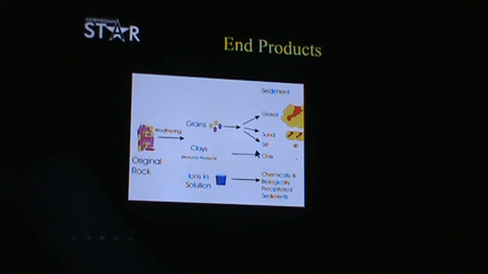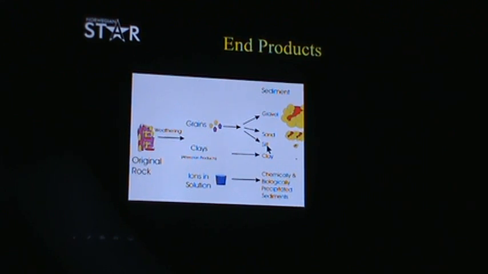So let's look at the whole spectrum here. Here we have the origin of the rock, and weathering is going to take place. And two things will take place. You'll either get grains, that is pebbles, cobbles, maybe even boulders breaking down eventually into sand, silt, and clay, or they will go into solution chemically and form the ions in solution. So each of those then develops, as I said, clay, silt, sand, and gravel.